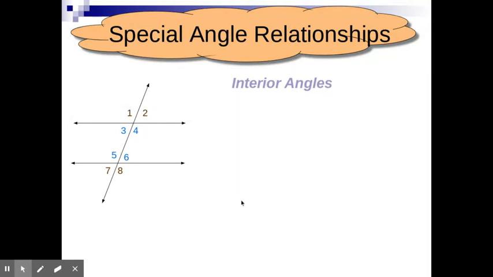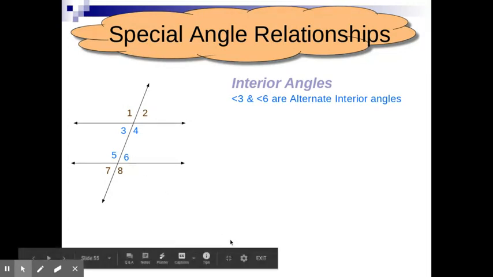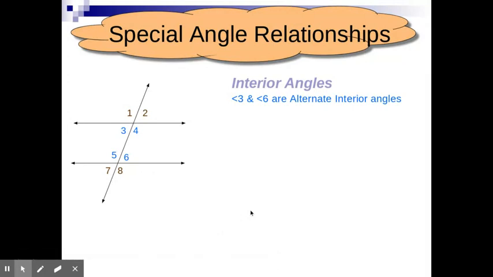So we have angle 3 and 6 are called alternate interior angles because they are on alternate sides of the transversal, and they are both interior angles inside of the parallel lines. So 3 and 6 are alternate interior angles. So what's the other pair of alternate interior angles? So 3 and 6 match together, and 4 and 5 match together.